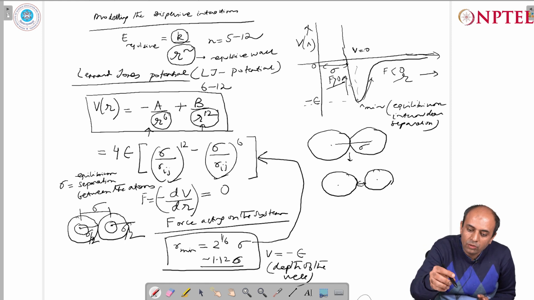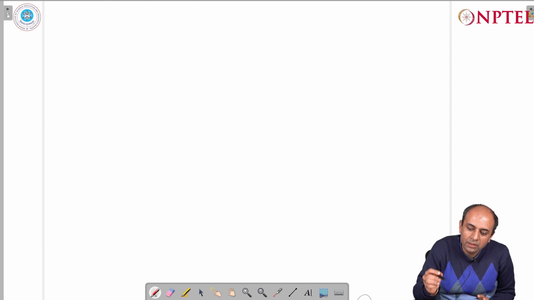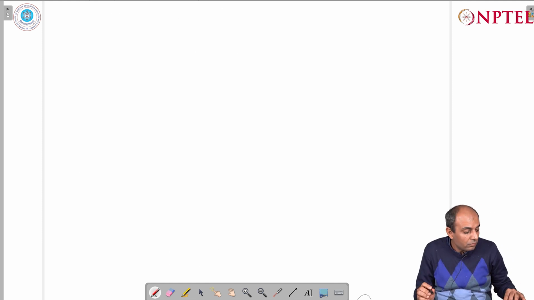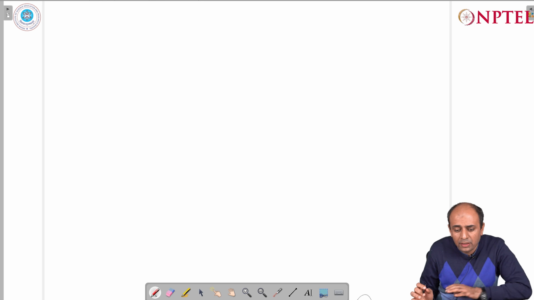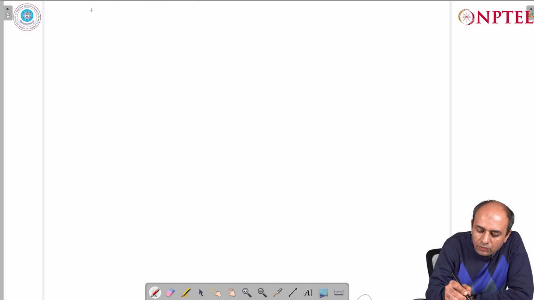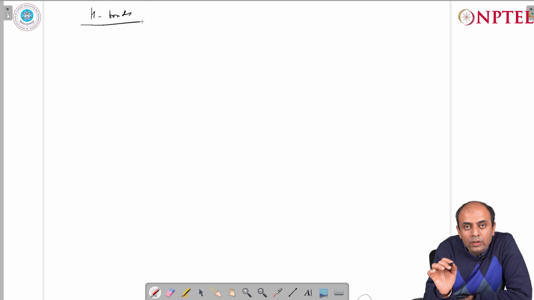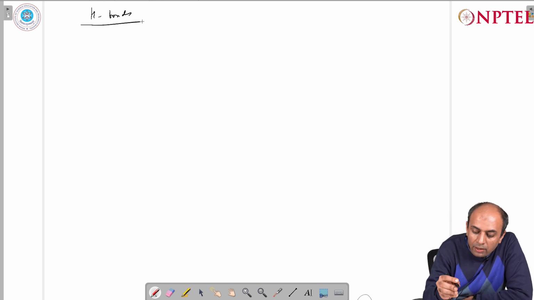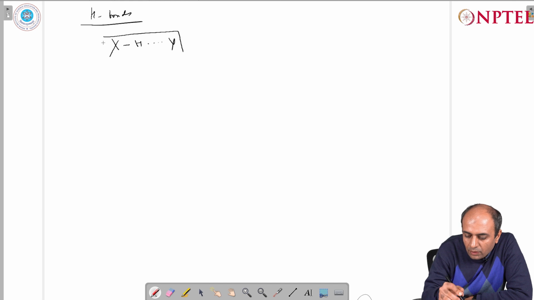So with this background, let us now go a bit more deeply into one special classification of dipole-dipole interactions, which we call hydrogen bonds. Because we are going to look at supramolecular chemistry, let us try to understand what hydrogen bonds are. So in case of hydrogen bonds, you have a general classification like this.